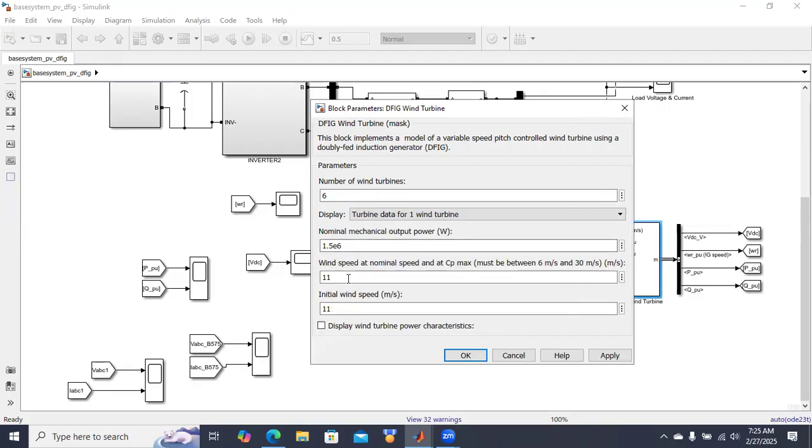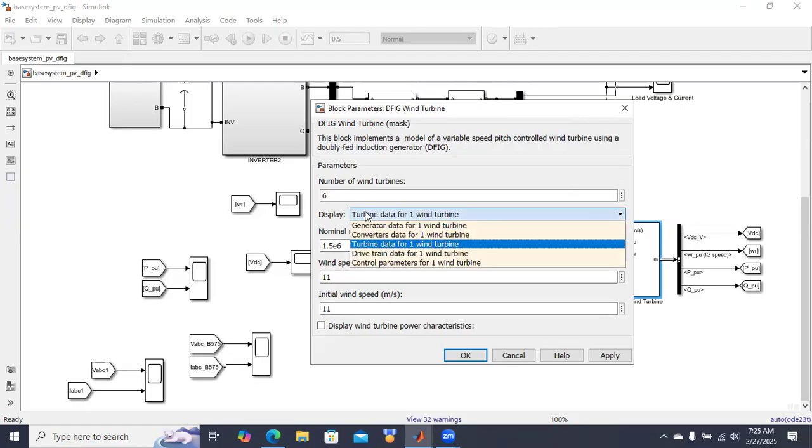Turbine data, that is wind turbine data. Mechanical power is 1.5 megawatt. And here wind speed is 11 meter per second. Initial wind speed is the same, 11 meter per second.